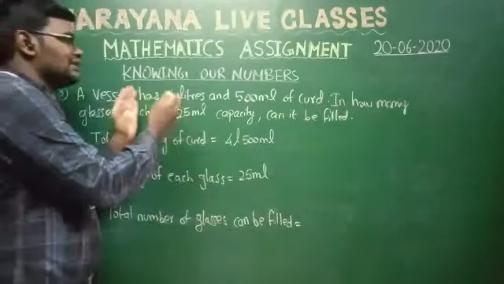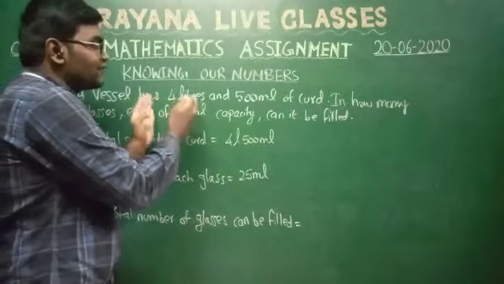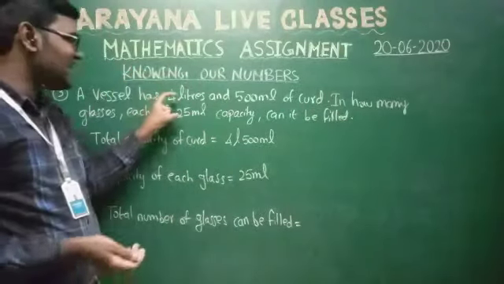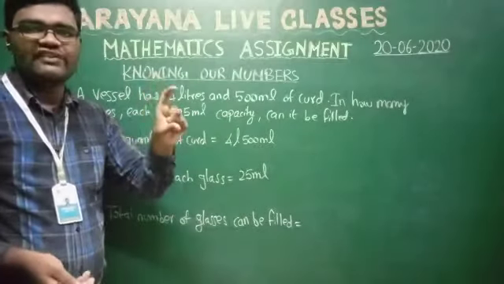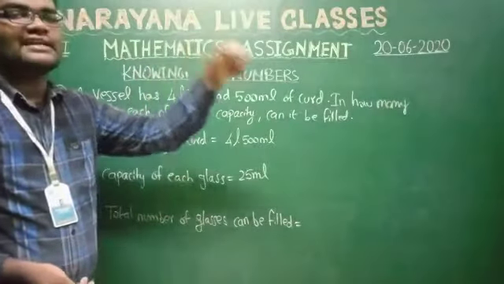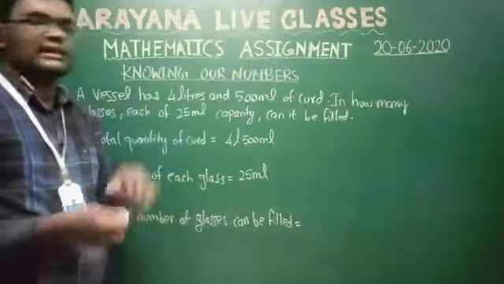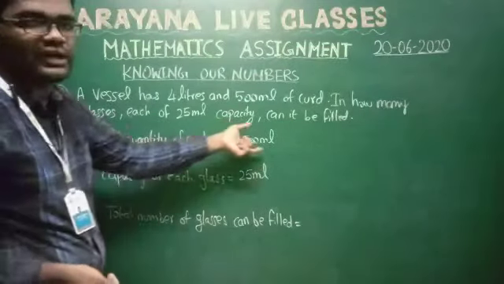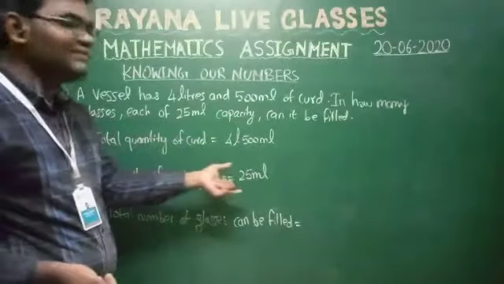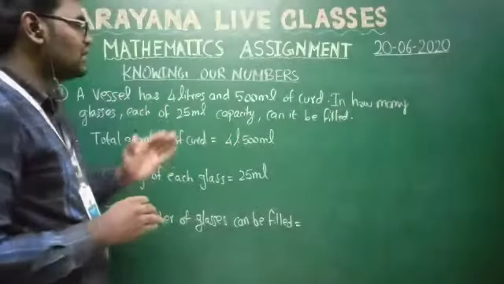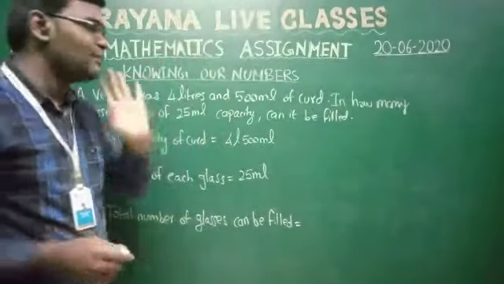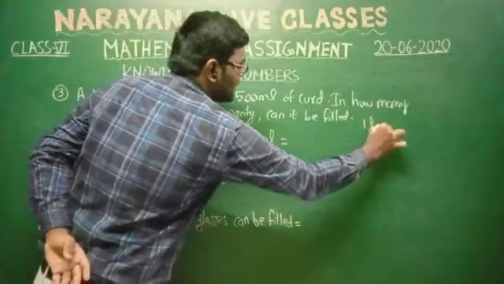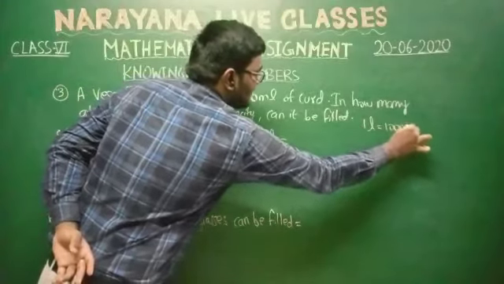In this problem the given data is that in the vessel there are 4 liter 500 ml of curd. They are going to pour it into glasses. The glass measurement is 25 ml only, it can hold. So how many glasses can they pour this curd into? Okay students, see here, the total quantity given is 4 liter 500 ml and the capacity of each glass is 25 ml. So I want to convert everything into the smaller unit. You all know that 1 liter is equal to 1000 ml.